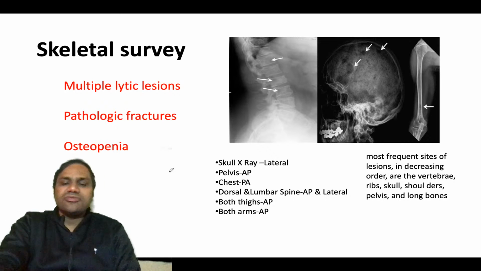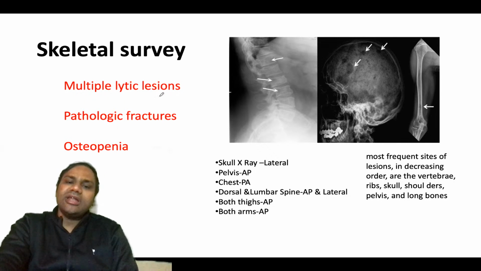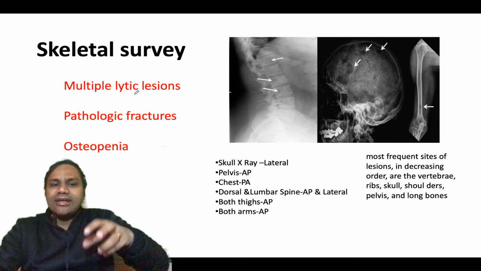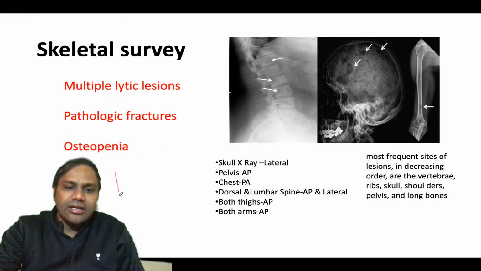Skeletal survey. What do you see in the skeletal survey? You see multiple lytic lesions, called raindrop lesions. So you get raindrop lesions.